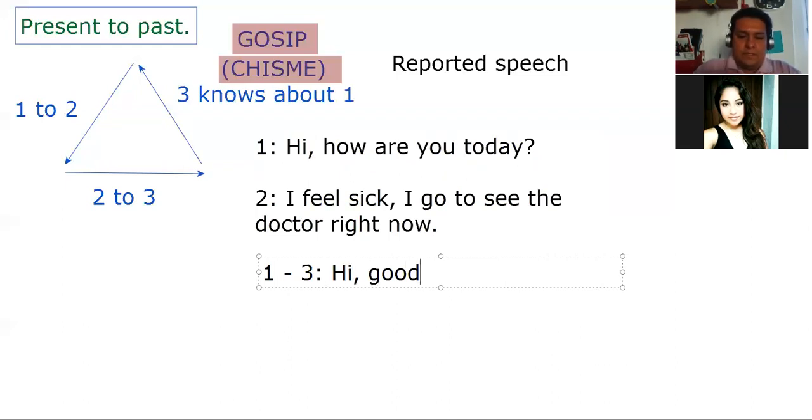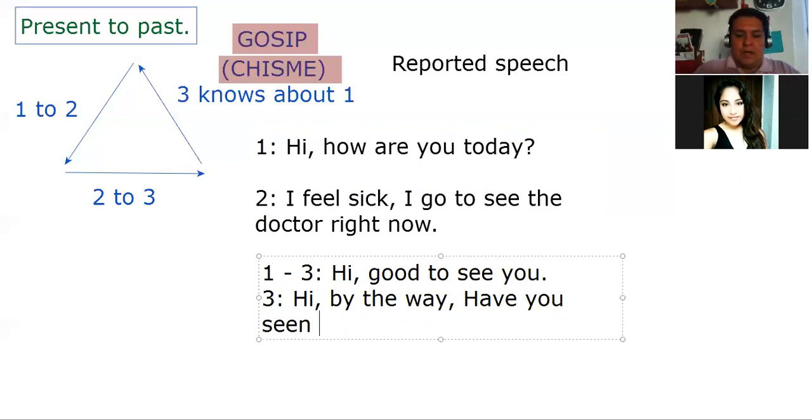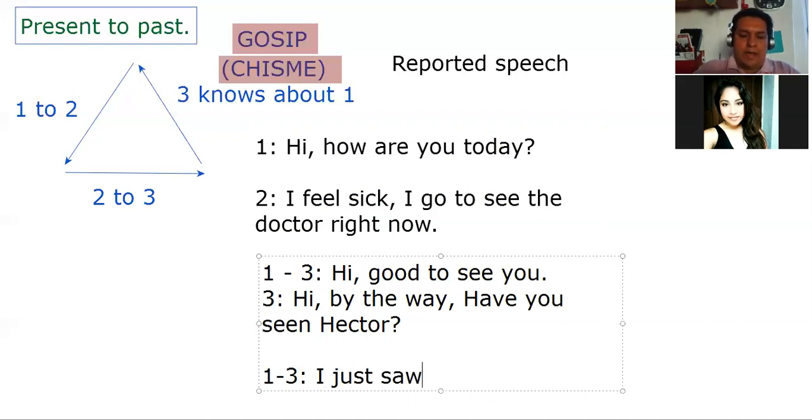And person one says, hi, good to see you. And person three says, hi. And he says, by the way, have you seen, let's call person one Hector, have you seen Hector? And again, person one says to person three, oh, I just saw him. I just saw him, lo acabo de ver.